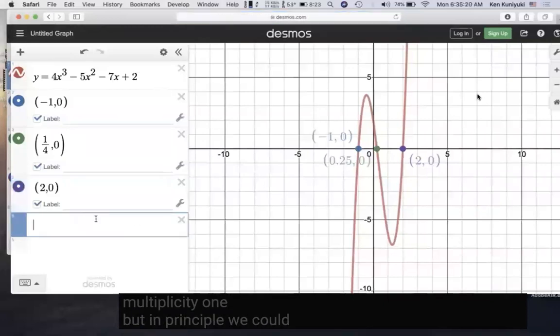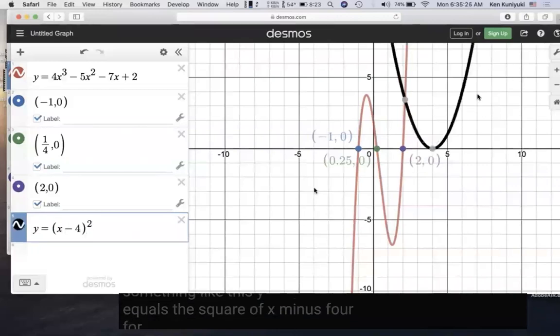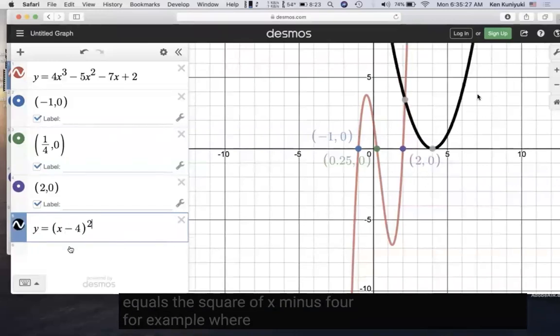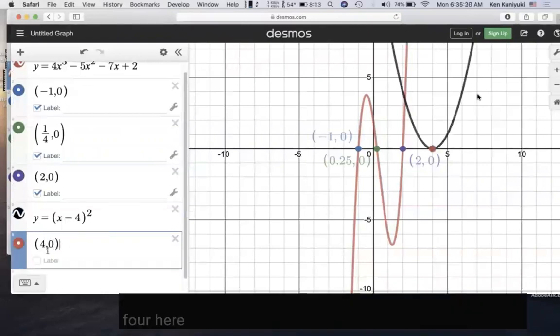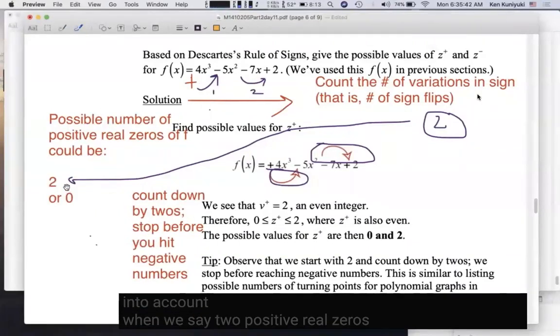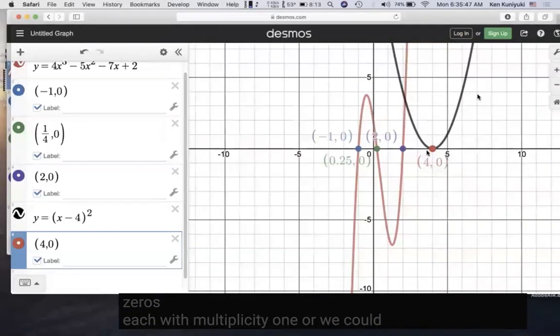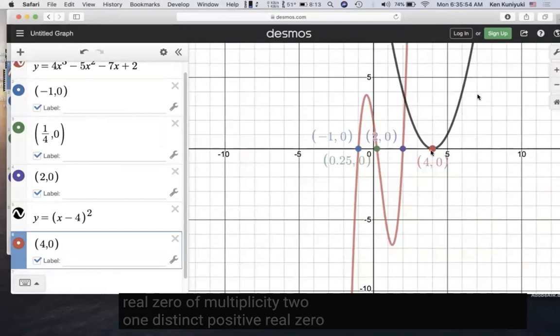But in principle, we could have gotten something like this. y equals the square of x minus 4, for example, where 4 here is a positive real zero of multiplicity 2, and we get a bounce. So remember that we take multiplicity into account. When we say 2 positive real zeros, we could have 2 distinct positive real zeros, each with multiplicity 1, or we could have 1 positive real zero of multiplicity 2. 1 distinct positive real zero of multiplicity 2.